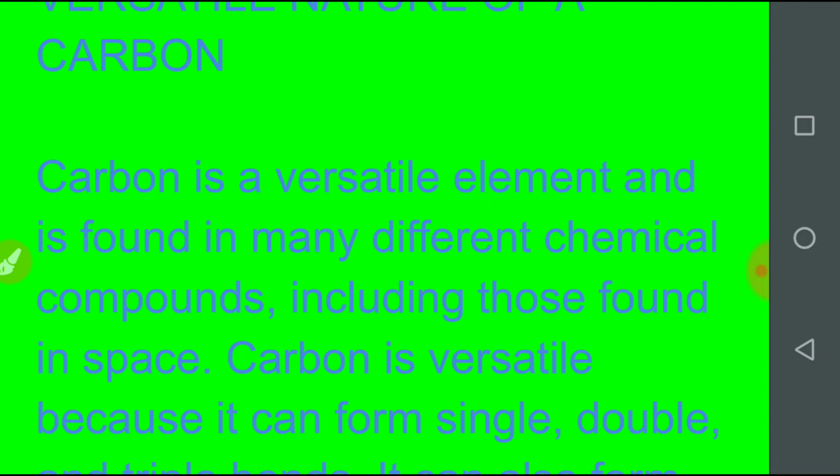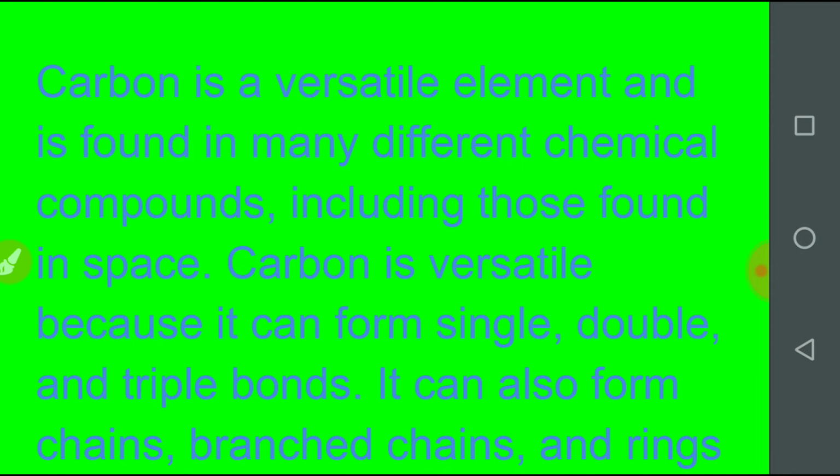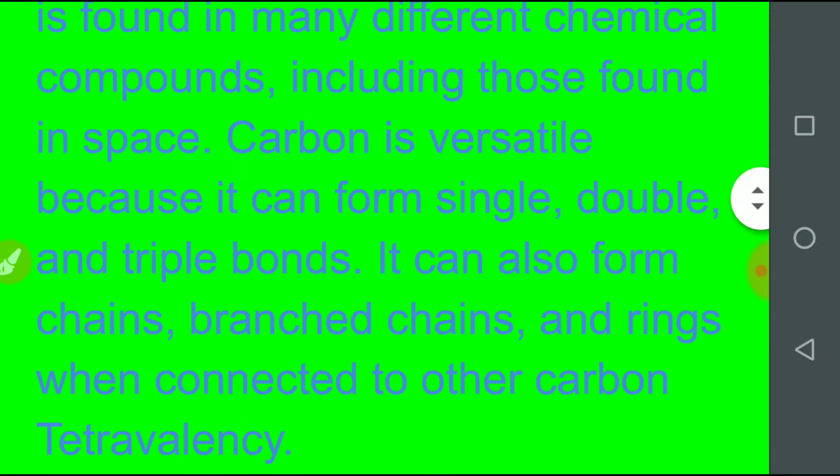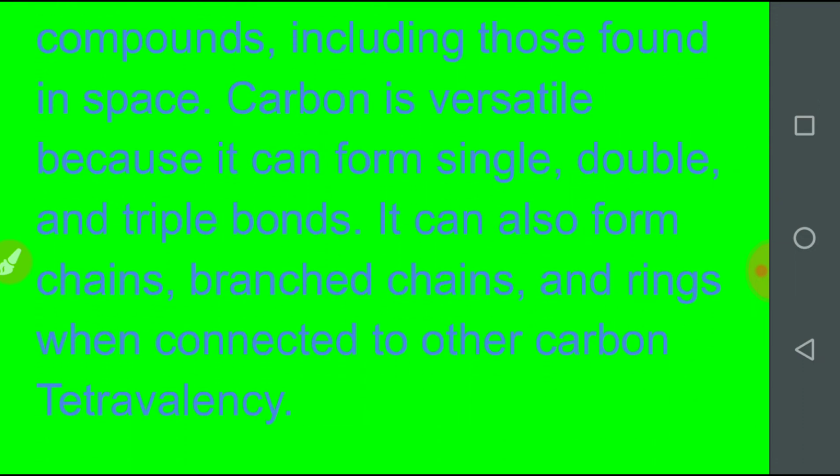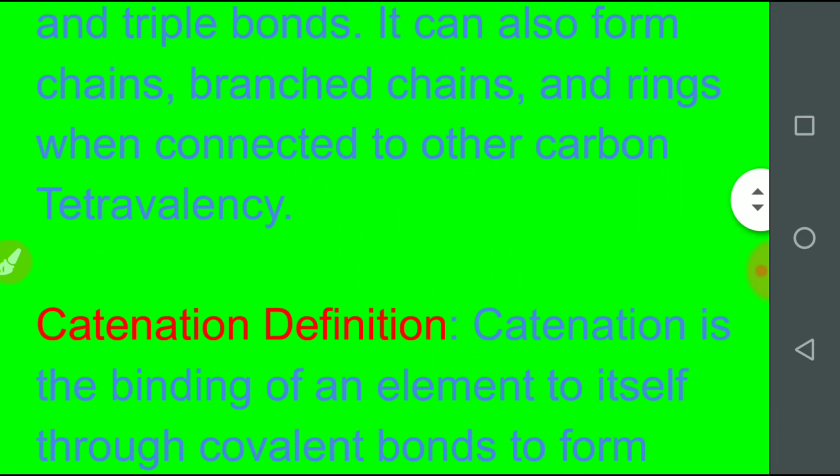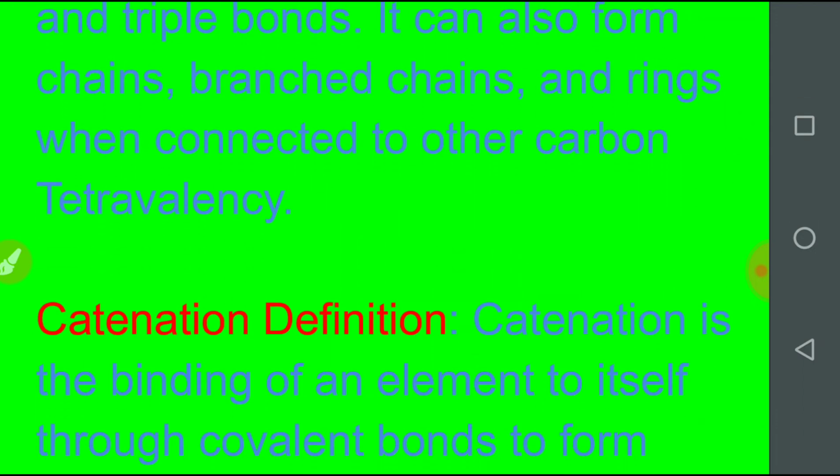Carbon is versatile because it can form single bonds, double bonds and triple bonds. It can also form chains, branches and sometimes rings when connected to other carbon, owing to tetravalency. Now, let us discuss some factors regarding the versatile nature. The most important factor is catenation.